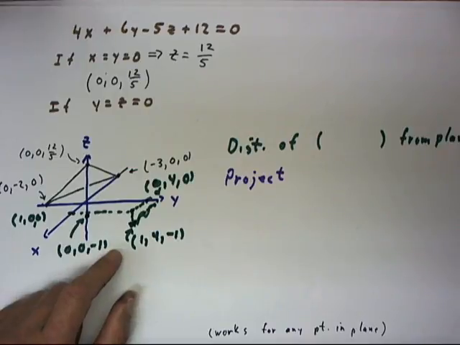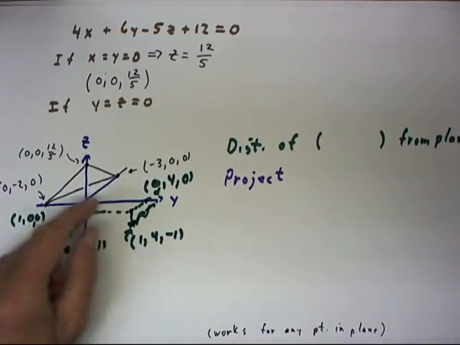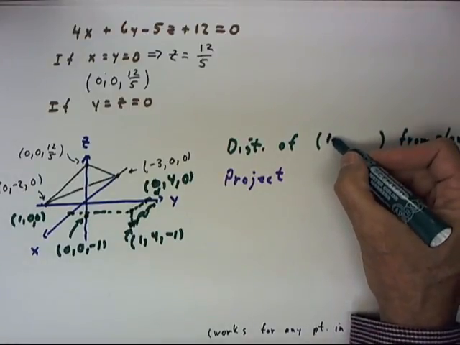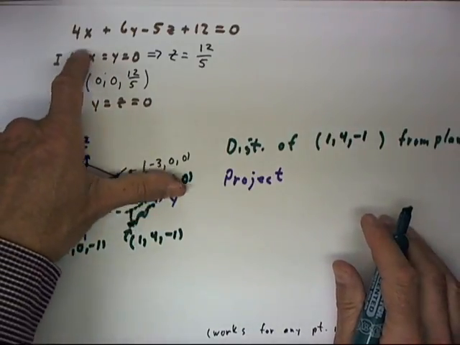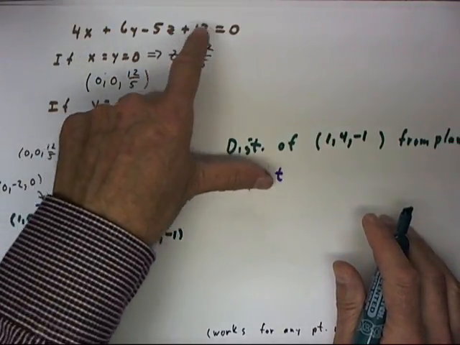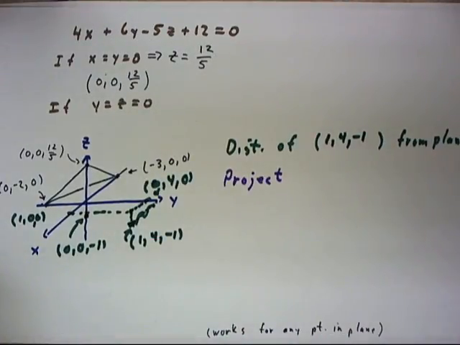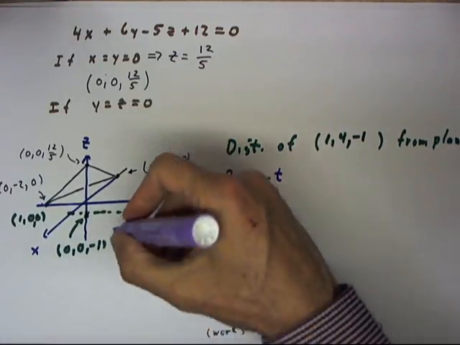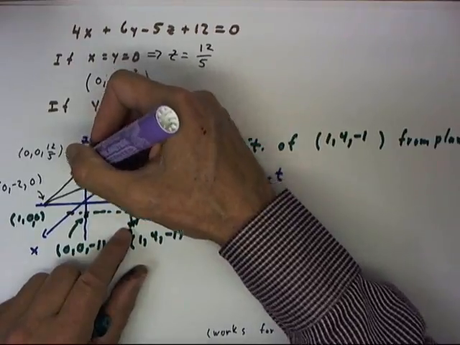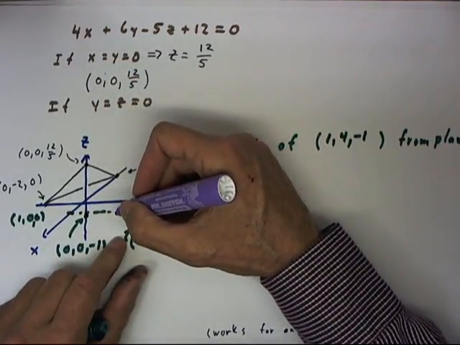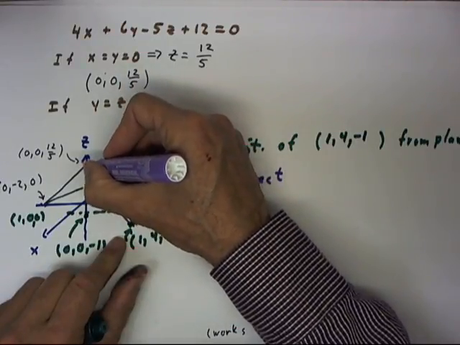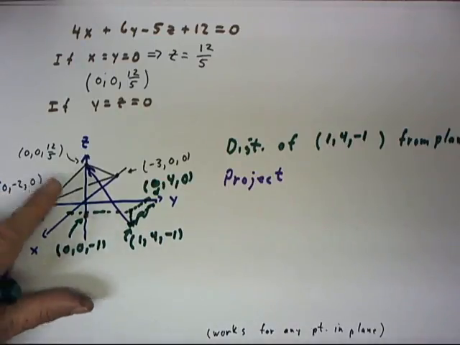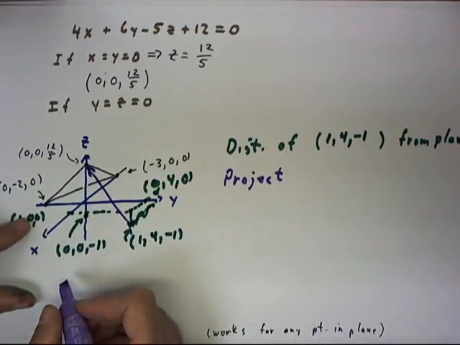Now I want to ask the question, how far is this point from this plane? So what's the distance of the point 1, 4, negative 1 from the plane 4x plus 6y minus 5z plus 12 equals 0? To determine that distance, we can draw a vector from any point of this plane to any point of this plane. And let's just choose as a convenient point the point on the z-axis, 0, 0, 12 fifths.